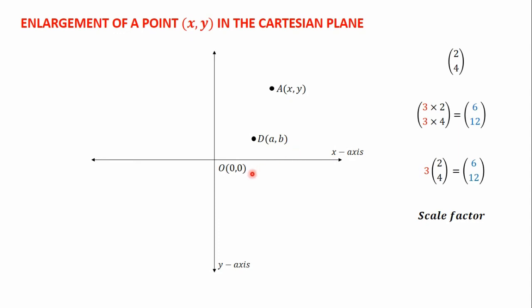So you will start by learning how to enlarge a point in the XY plane using the origin O with coordinates 0, 0 as the center of enlargement. Then after that, you will learn how to enlarge a point in the XY plane by using another point, let's say point D with coordinates AB as the center of enlargement. Let's begin by learning how to enlarge a point in the XY plane by using the origin O with coordinates 0, 0 as the center of enlargement.